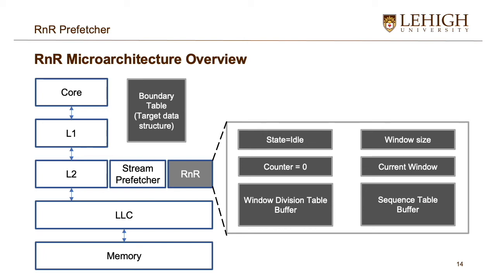RnR requires adding both software-visible registers, which are the state and window size registers, as well as internal control registers, which include a counter for the number of accesses and a current window register. The division table buffer and the sequence table buffer are used for grouping metadata writes during recording and prefetching metadata during replay. The division table is used to record window boundaries, and the sequence table records miss addresses. In the following slides, we'll go through a simplified example of how to record and replay.